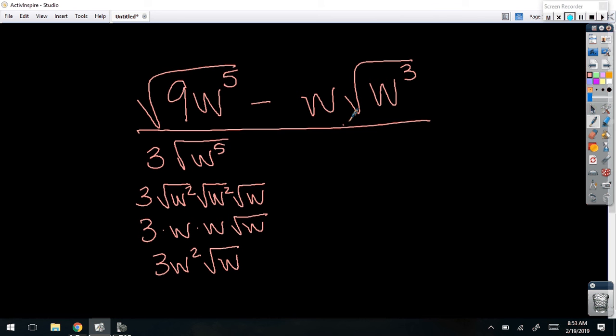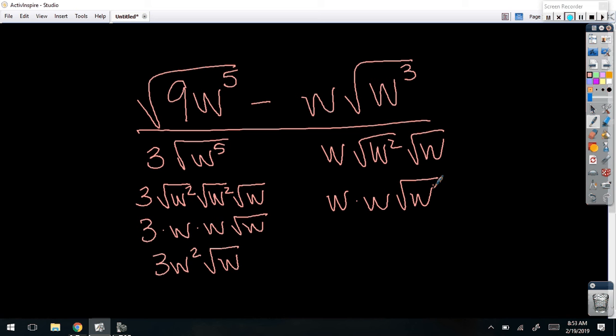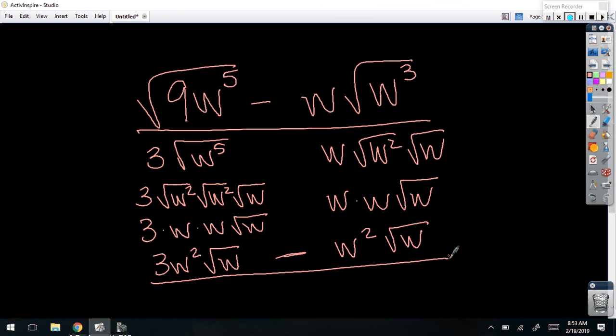Okay. Now let's do this one, guys. I'm going to do W squared and then W, because remember, I'm looking for perfect squares to take out. Just like if it was a third root, I'm looking for perfect cubes. Here, I'm looking for perfect squares, so I can take one out. So I'm left with W times the square root of W. This is pretty cool. W squared times the square root of W. So now my equation is 3W squared times the square root of W minus W squared times the square root of W.